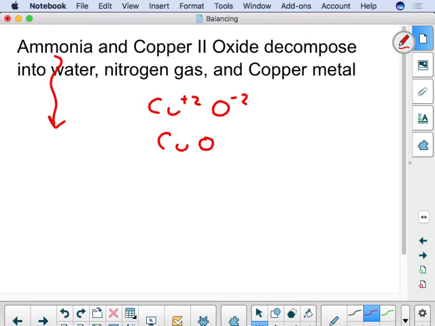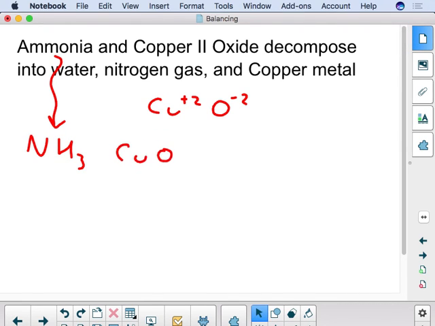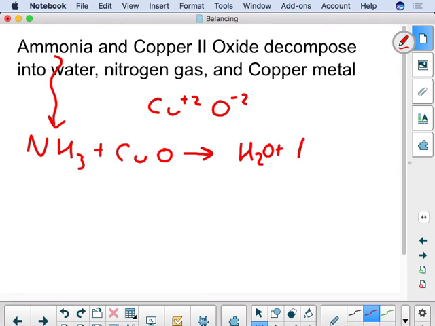Ammonia is NH3. Copper 2 oxide is CuO. Makes water and nitrogen gas and copper metal. To balance these, I need 2 here and 3 here to get 6 hydrogens on both sides. That gives me 2 nitrogens, which is balanced there. My problem is now my oxygens. I have 3 oxygens here, so there's 3 here. To balance the coppers, I need to use 3 coppers on the side.